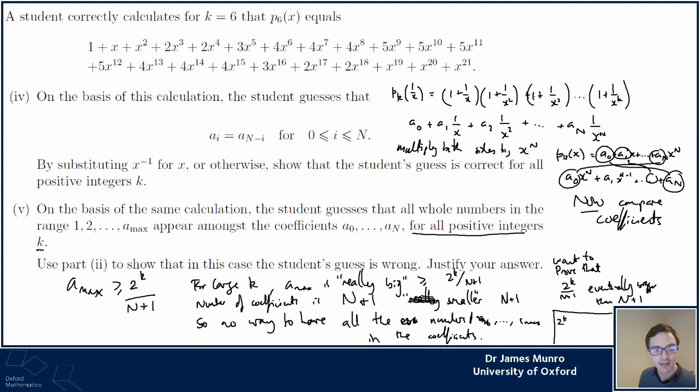N plus 1 squared is something like k plus 1 over 2, squared. So there's some sort of quartic in k. Exponentials grow faster than quartics. Exponentials get much bigger than polynomials eventually. So eventually 2 to the k is really big, this coefficient a max is much bigger than the number of coefficients I've got, so I can't have all of the numbers appearing amongst the coefficients. And that's question 2.